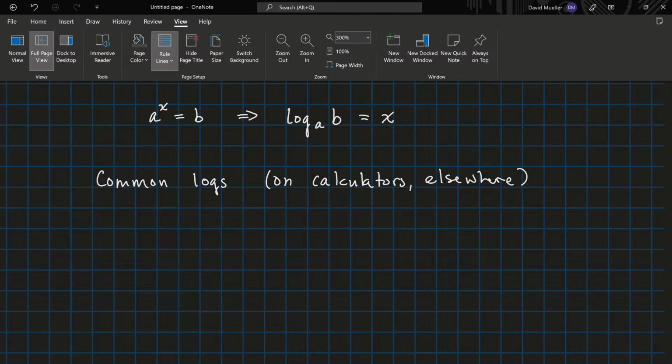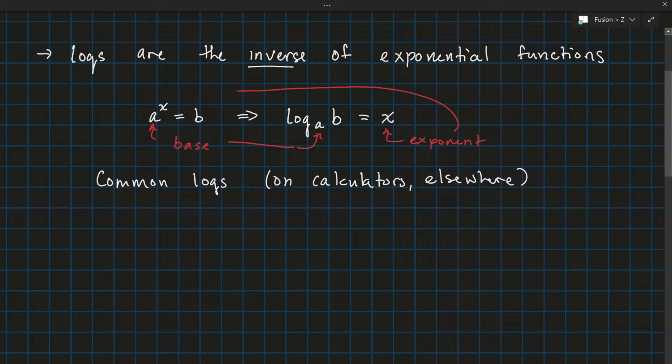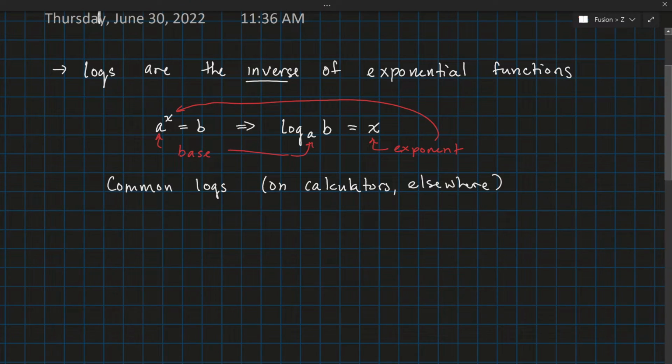So in both the exponential and in the log, the base is the same. It's this a, whatever a is. And the exponent goes on the other side of the equation. Okay.